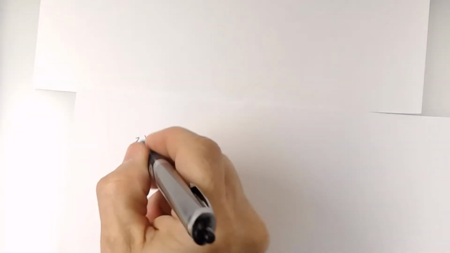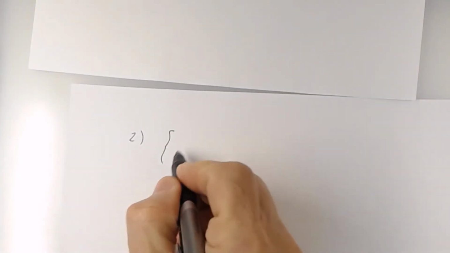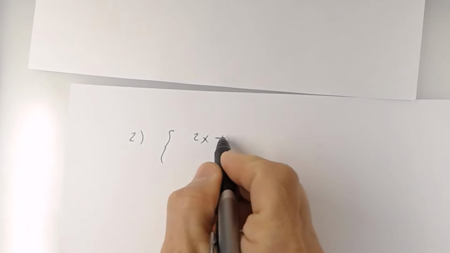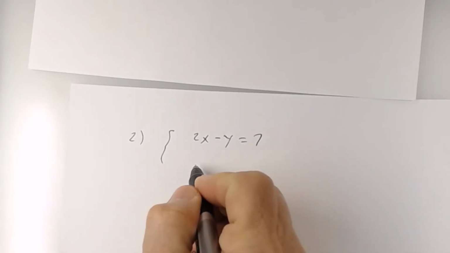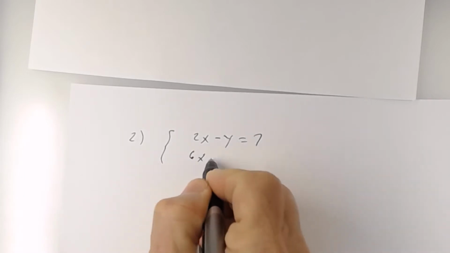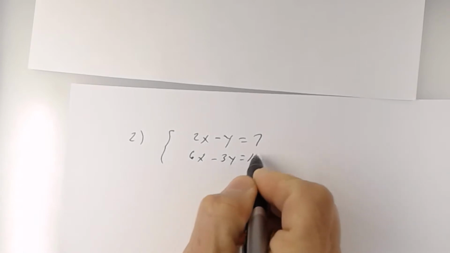All right, let's look at number 2. Suppose in number 2 I had this. You had 2x minus y equals 7, and then 6x minus 3y equal 14.